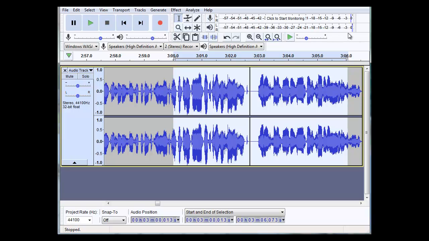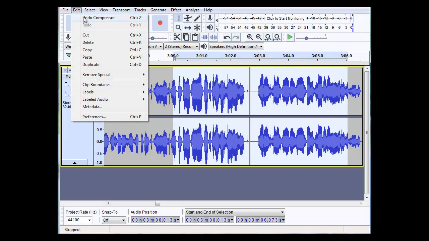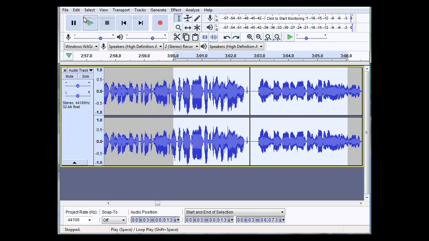So when I did play it through, it looks like the first voice peaks at 0 and the second voice peaks at -3 decibels. So that's good, but it's still not achieving the uniform volume levels that we're looking for. So I'm going to undo the compressor.